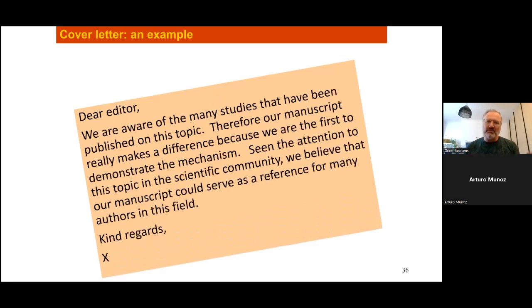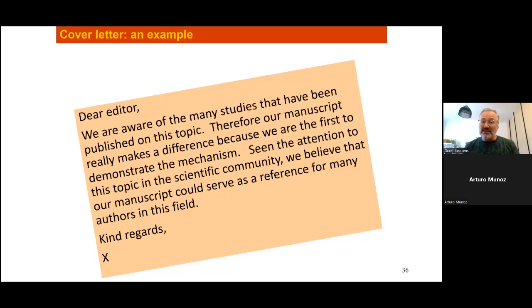What would be a better proposal? To say, dear editor, we are aware of the many studies that have been published on this topic, where you mean, okay, this is an important field. Therefore, our manuscript really makes a difference because, and then you explain the reason, we are the first to demonstrate the mechanism. Given the attention to this topic in the scientific community, we believe that our manuscript could serve as a reference for many authors in this field.